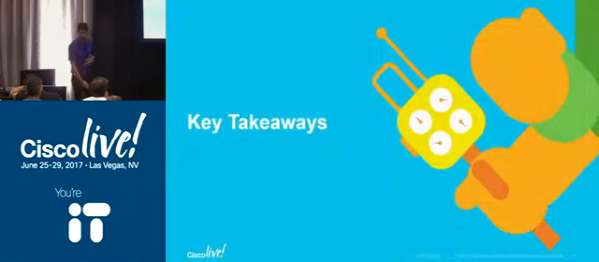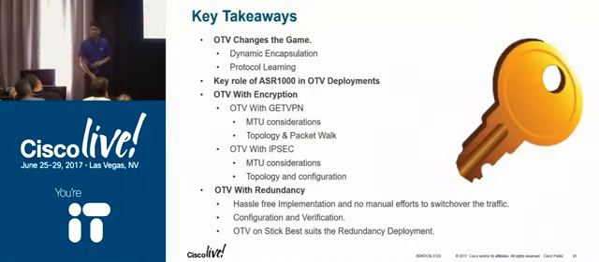That brings us quite towards the end. Some of the key takeaways from this session. OTV changes the game. How does it do that? Two features it implements: dynamic encapsulation and protocol learning. We had a look at the key roles of ASR, the brownfield deployment, greenfield deployment, and OTV with encryption in detail. Again, in OTV with encryption, we had a look at both the modes of operation: OTV with GetVPN and with IPsec. GetVPN adds 74 bytes of encryption header. IPsec, 58 bytes.